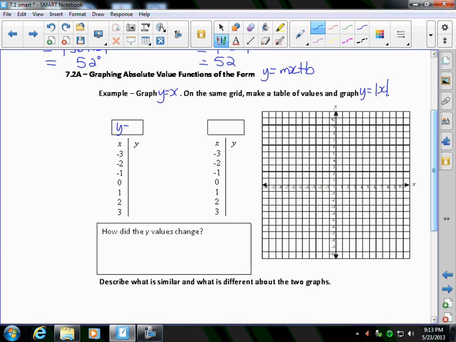So if we do y is equal to x, and these are the values we use, whatever my x value is, that's what my y value is going to be. So negative 3, negative 2, negative 1, 0, 1, 2, and 3. So if I go to plot those, negative 3, negative 2, negative 1, 0, there's my 1, 2, 3. So it's a really nice straight line going through my origin.